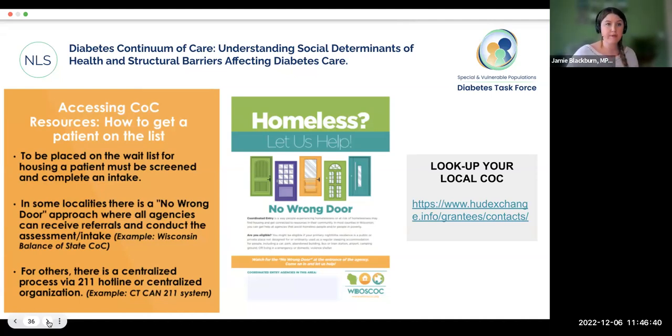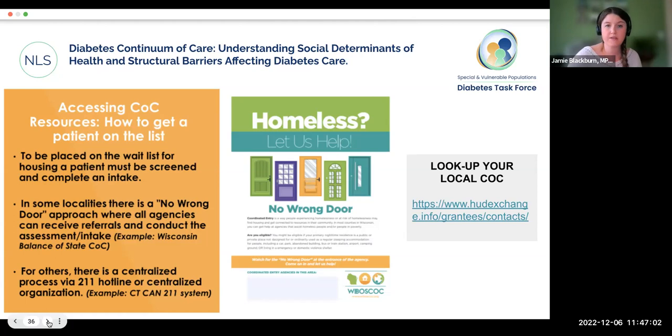So if you are serving patients that are experiencing homelessness, or if you're seeing an influx of patients that are at imminent risk of experiencing homelessness, your local continuum of care is your place to go to look for those resources to serve those patients. There will be a waiting list. They are screened. There's an intake process.